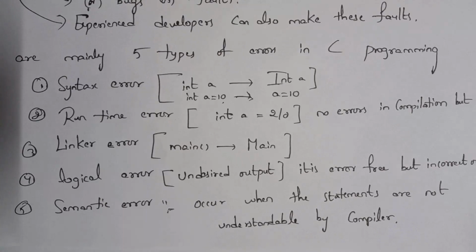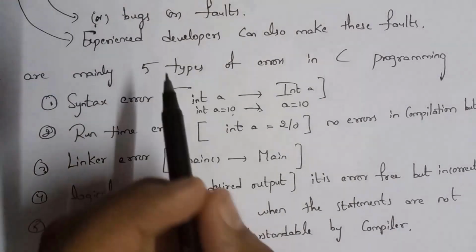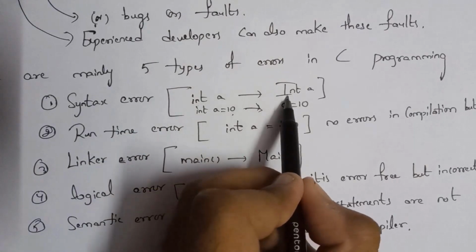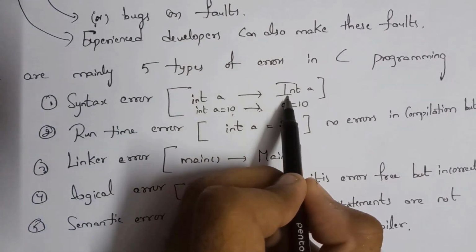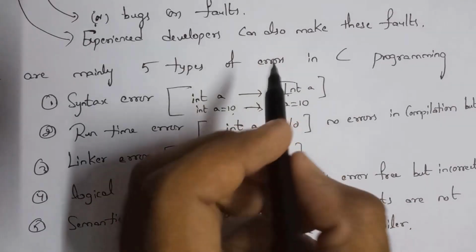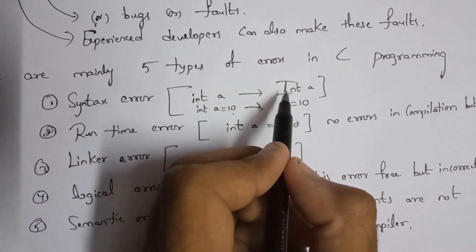Any error made in syntax is known as a syntax error. For example, actually in int, the i should be small, but instead of taking i as a small letter, if I take I as a capital letter, then it is considered a syntax error because a data type should not start with a capital letter. So instead of a small letter, if I take capital I, then it is considered a syntax error.